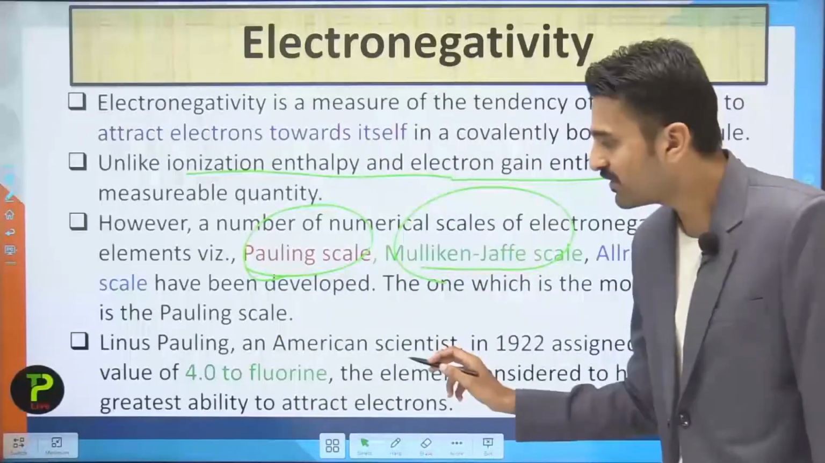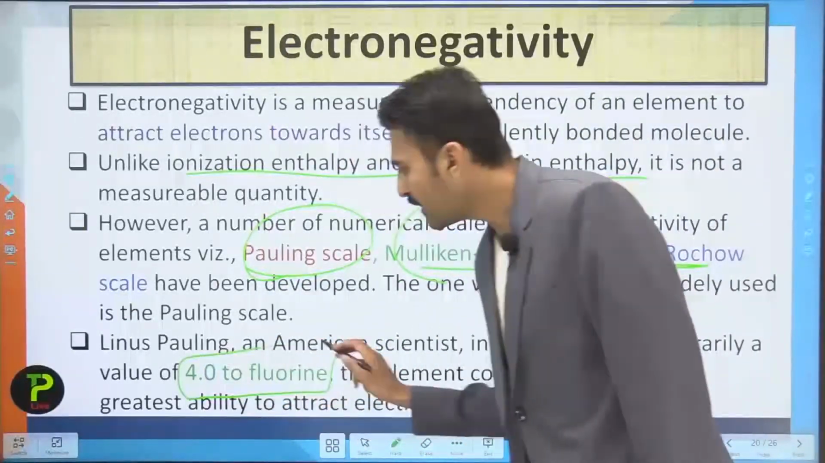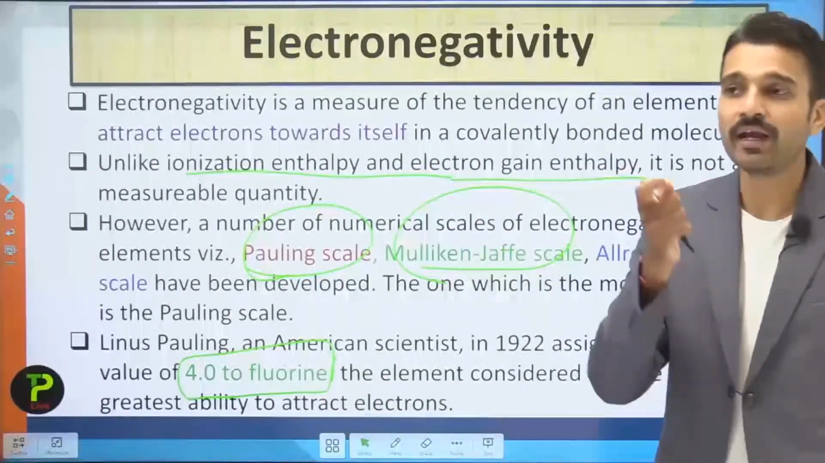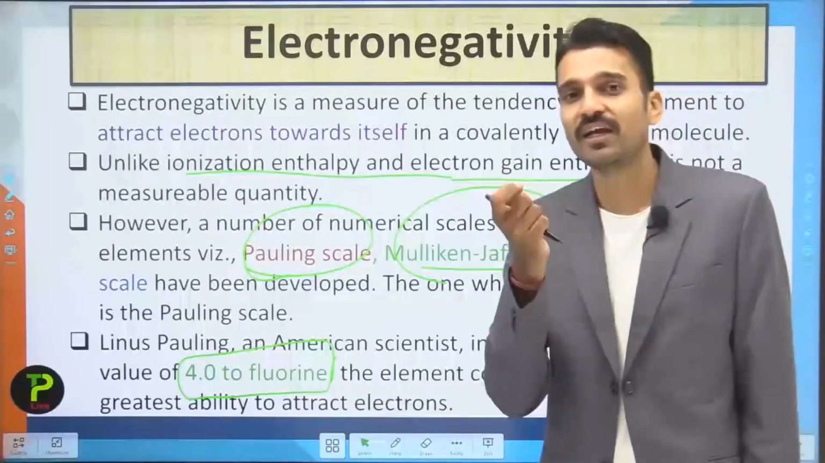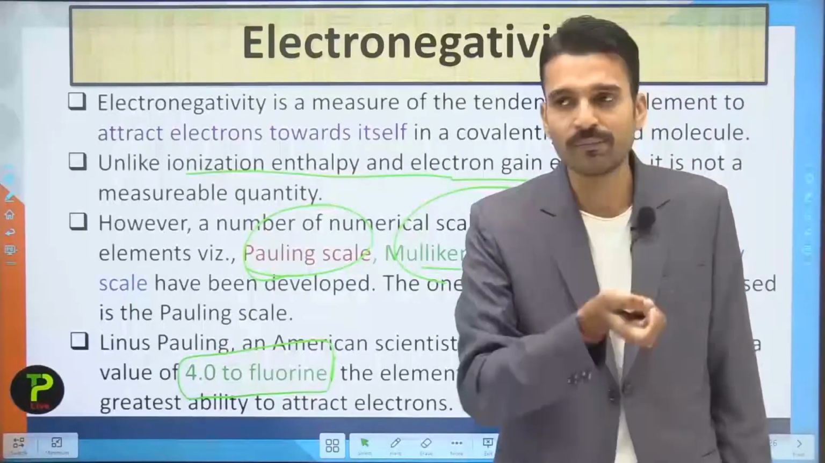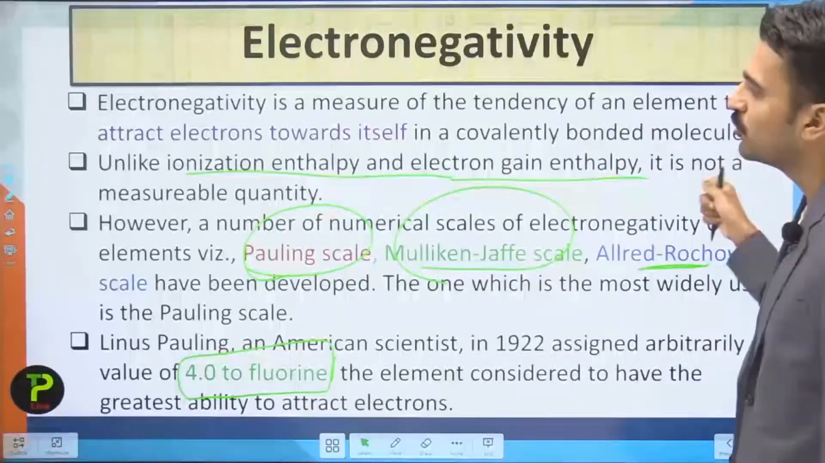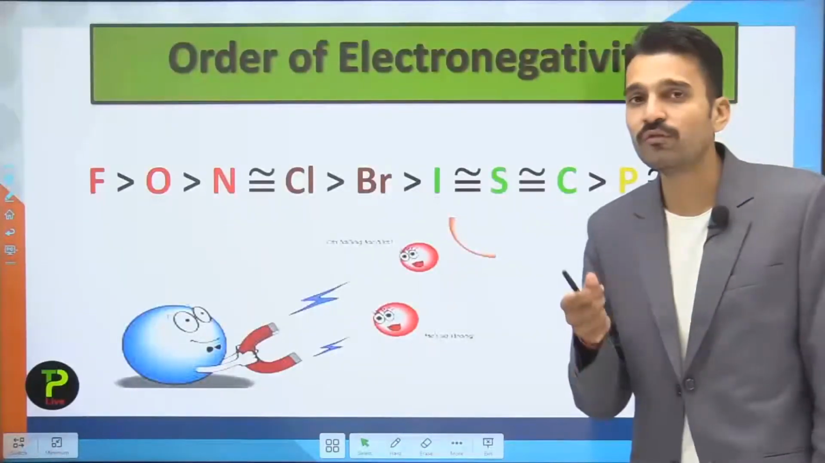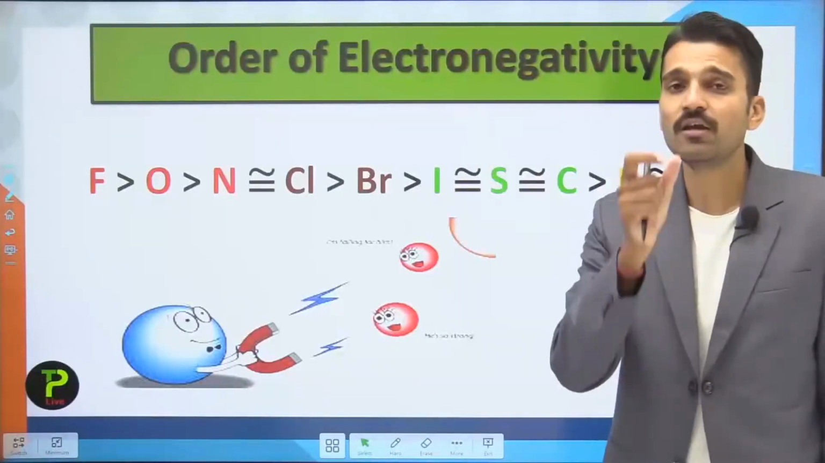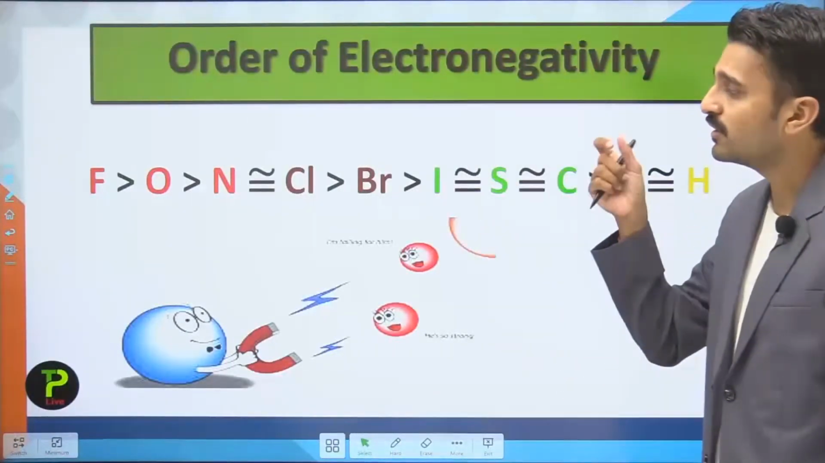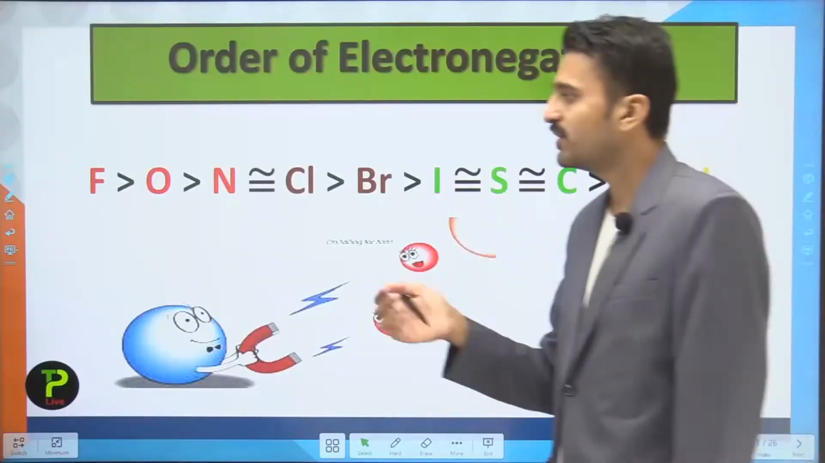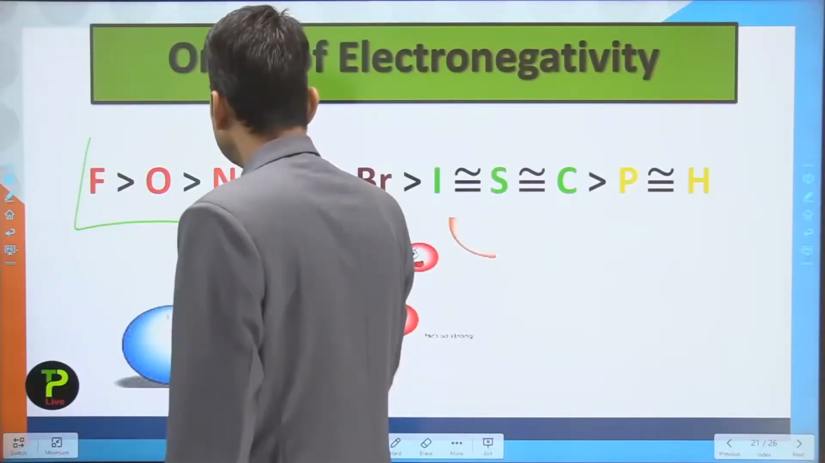So for the Pauling scale, the value for fluorine is assigned as 4, and in comparison to fluorine we have assigned values to some other elements. So let us see what those values are and what the order of electronegativity is for the elements that we come across in the examination. So remember students, that is fluorine, oxygen, nitrogen.